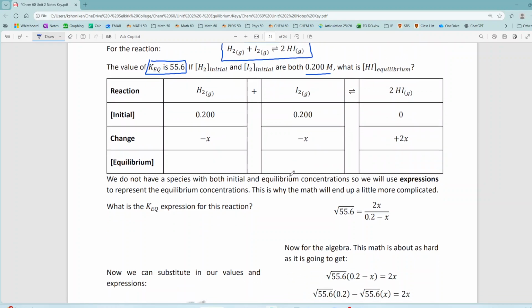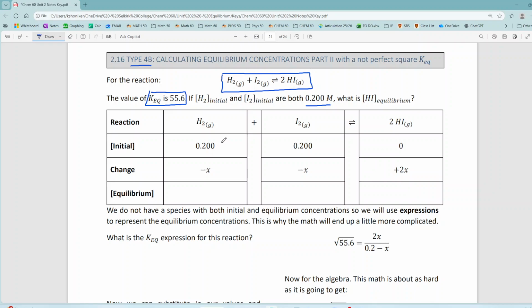So when we think about this RICE chart, it's already been filled out for us that we've got our initial concentrations of our reactants and we have 0 products. Then the change line is filled out. You're decreasing your reactants by 1x and you're increasing your product by 2x. Our equilibrium expression would be 0.200 minus x, 0.200 minus x, and then this guy would be 2x.